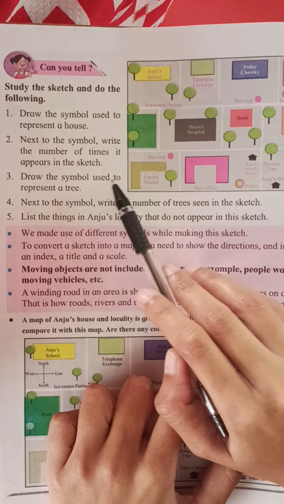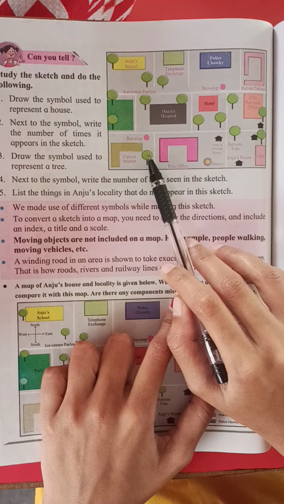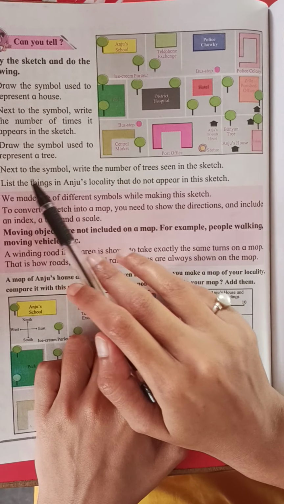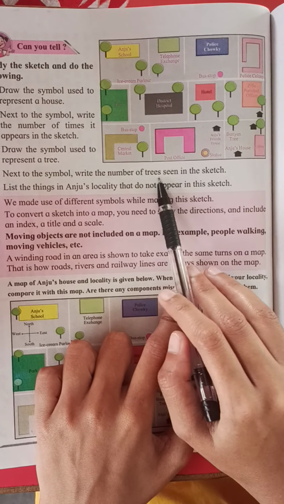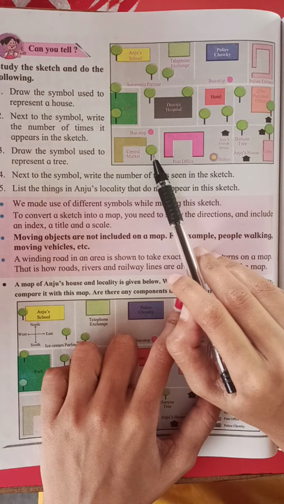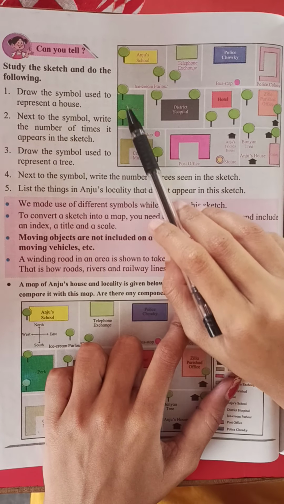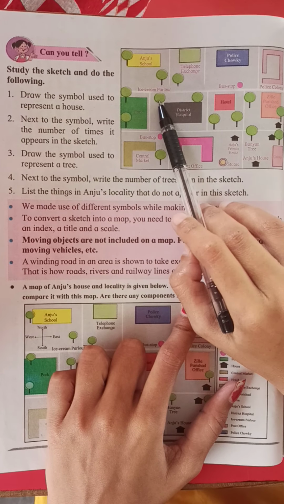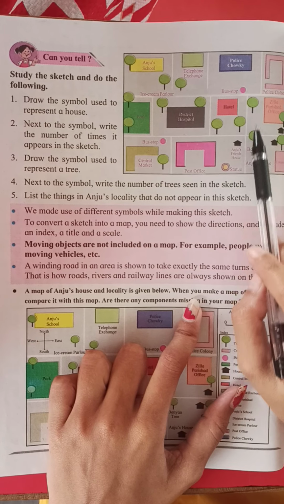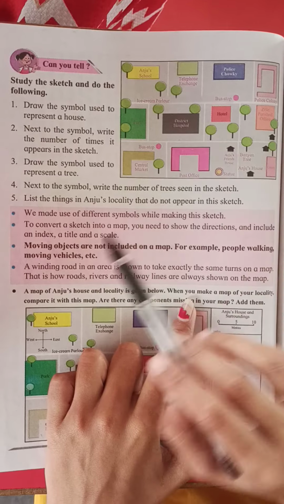Draw the symbol used to represent a tree. Which is the symbol which is used to represent the tree? See, this is the symbol which is used to represent the tree. Next to the symbol, write the number of trees seen in the sketch. Now we have to write the number of trees seen in the sketch. How many trees are there? 1, 2, 3, 4, 5, 6, 7, 8, 9, 10, 11, 12, 13 and 14. There are 14 trees in the sketch.